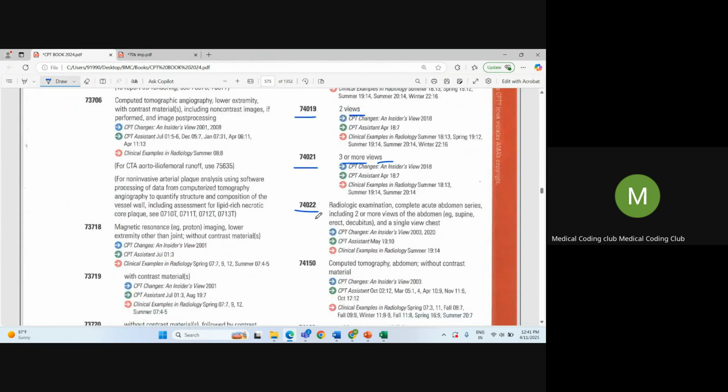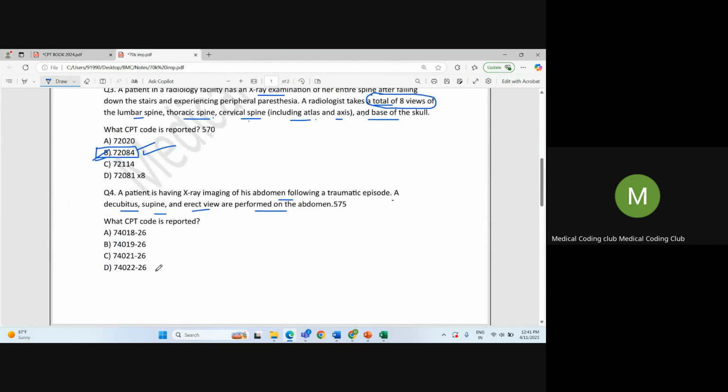But coming to 74022, this says radiologic examination of complete acute abdomen series including two or more views of the abdomen. Example, supine, erect, and decubitus. Okay, single view of chest also. This includes a single view chest also. So since we have all these three positions, the correct answer is 74022. Okay, so you can see option 74022 is correct. And 26 modifier we will be coding for professional component.